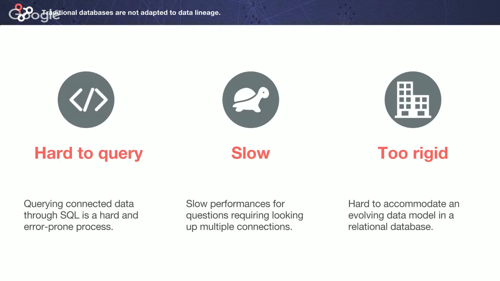It's also very slow. As that kind of question requires multiple joins, it's going to result in slow performance. And finally, the SQL, the relational database approach, is very rigid. It's hard to accommodate an evolving data model in a relational database. So these are three very common challenges that companies out in the field have with data lineage. Companies that struggle with these challenges also have the different issues that I mentioned.